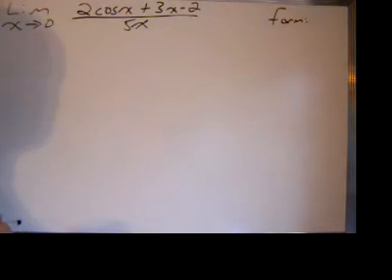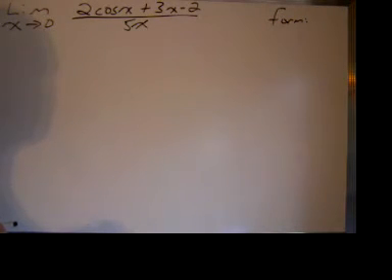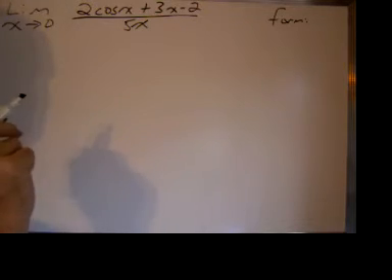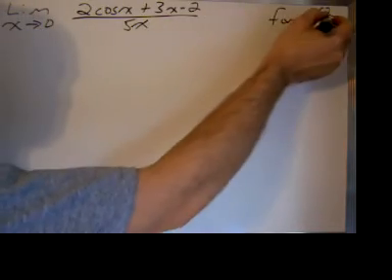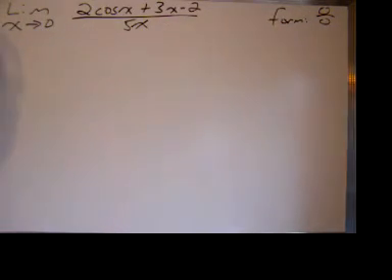And the form is, as x goes to 0, the cosine is 1, so we have 2 plus 3 times 0 is 0, minus 2 is 0 in the numerator, 5 times 0 is 0 in the denominator, so we need to do something that cleans this limit up.